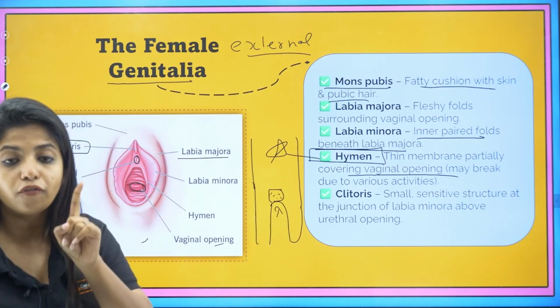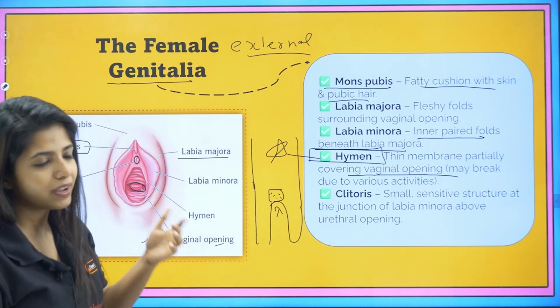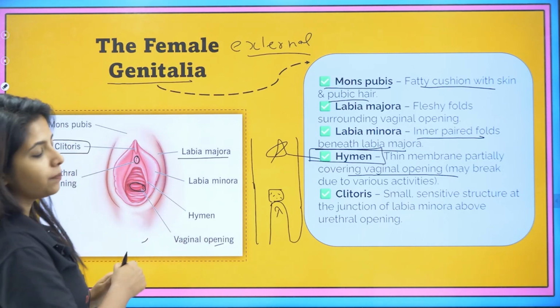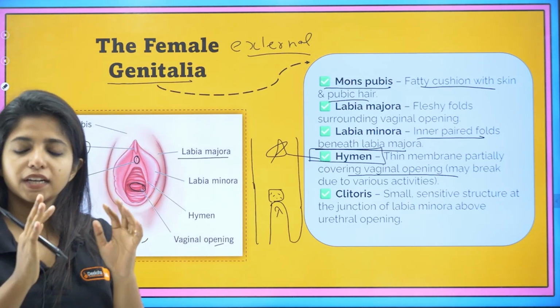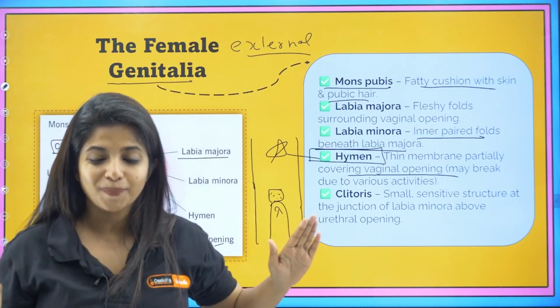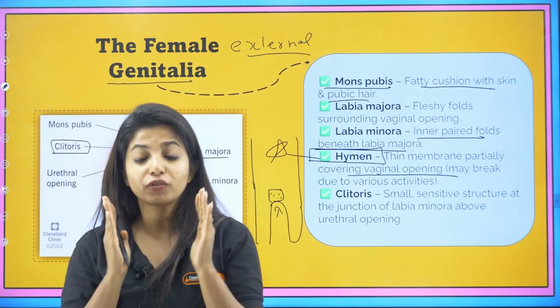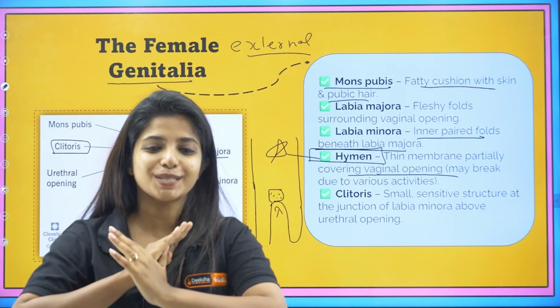It's not an indicator of virginity and no one should be bothered about that either way. And then, my dear children, at the junction of the two labia minora, you have something that is known as clitoris. It is a small sensitive structure, and with that we complete the female external genital organ as well.